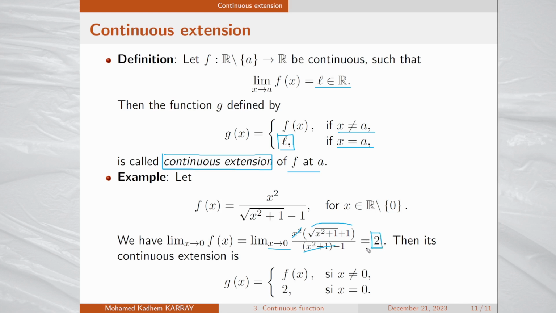So the continuous extension of this function is defined to be equal to the expression of f when x is different from 0, and precisely for the point x equals 0, we take g to be equal to the value 2, which is the limit. Okay, this is the continuous extension of the function f.